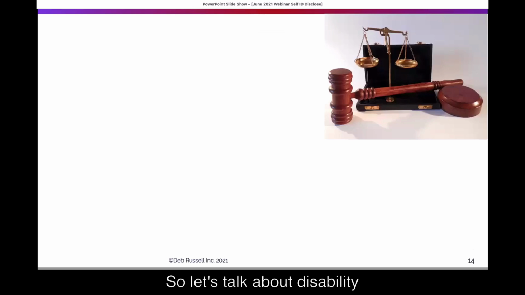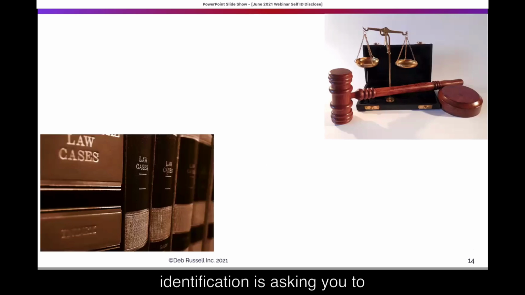So let's talk about disability disclosure and self-ID for a second. The question of self-identification is asking you to talk about your disability. And disability is an incredibly heavy legal topic.